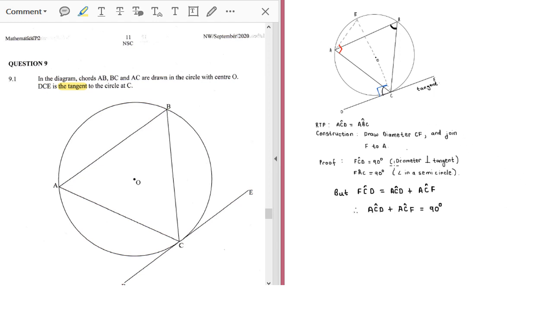So therefore, what we're saying is that the angle ACD, that is the angle between the tangent and the chord, if you can remember, plus that small little angle inside of this right angle triangle AFC, that is what is actually equal to 90 degrees.